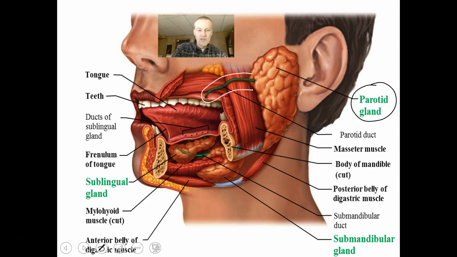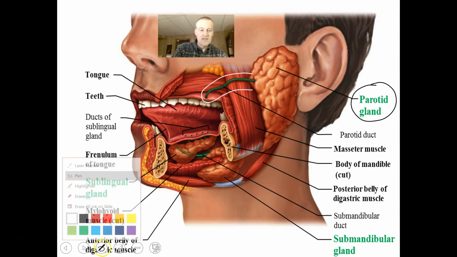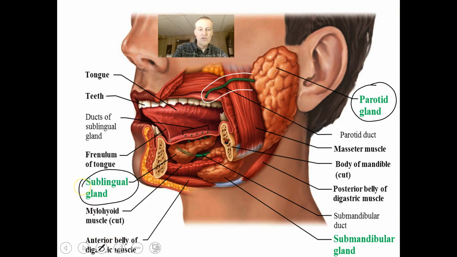We then have the sublinguals and the submandibular. So here are your sublinguals, below the tongue, underneath the mucosa. So it's underneath the tongue, but it's underneath this little mucosal layer here. And there are ducts that lead up from it into the oral cavity. And then we have the submandibular that's located right here. Of course, it has a duct that goes through and dumps into the oral cavity.